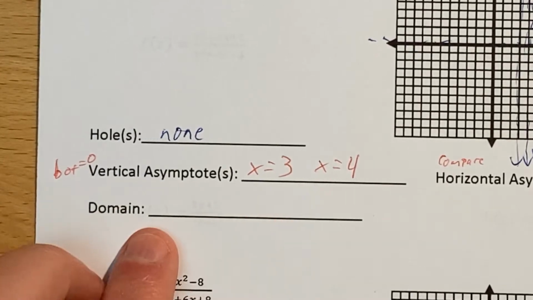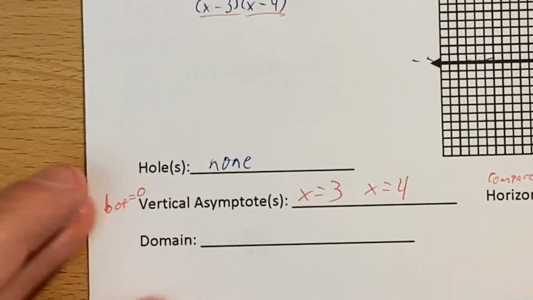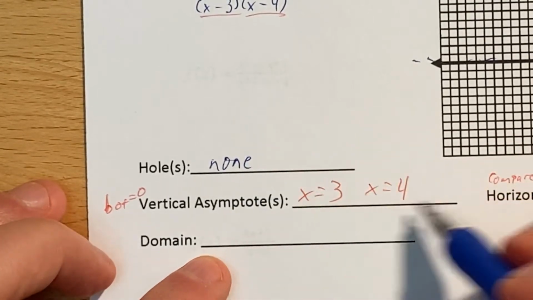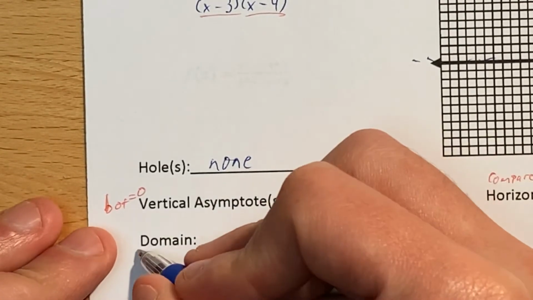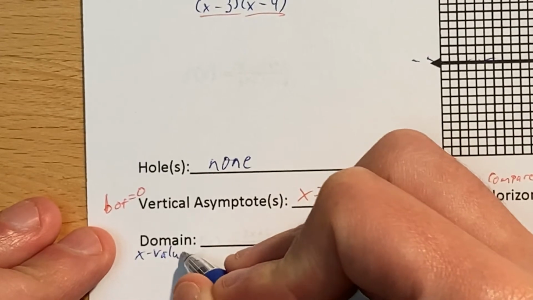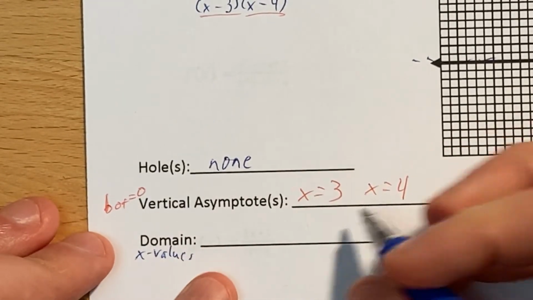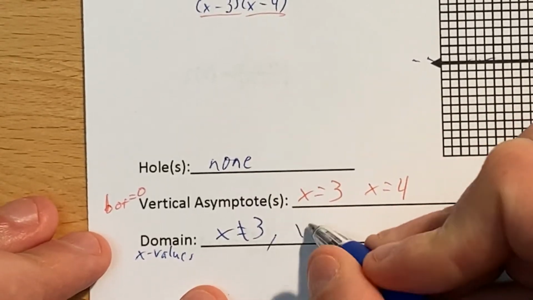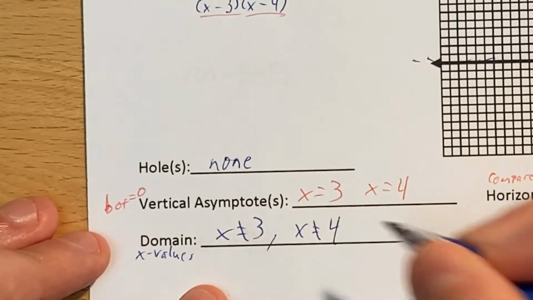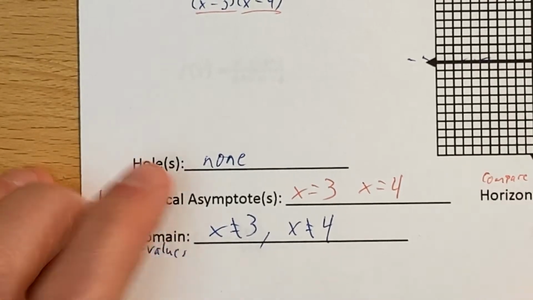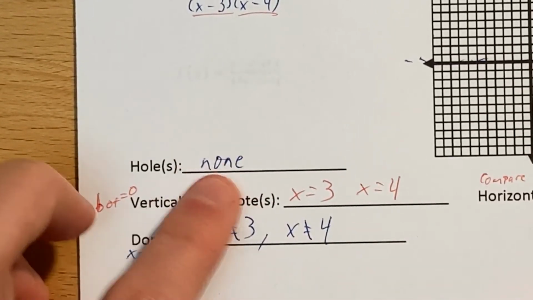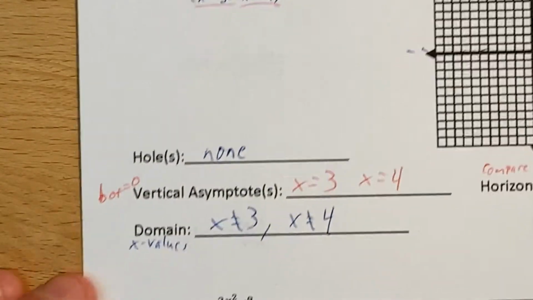Domain then, there's a cheat way to do it for the domain. What you can just say is the domain is everything except these x values that we said it can't be. Because remember, domain is x values. That's the definition. So if there's an asymptote at 3, that means x can't be 3. If there is an asymptote at 4, that means x can't be 4. Ta-da! If there was a hole, we'd have to do the same thing. X does not equal whatever the x hole is.